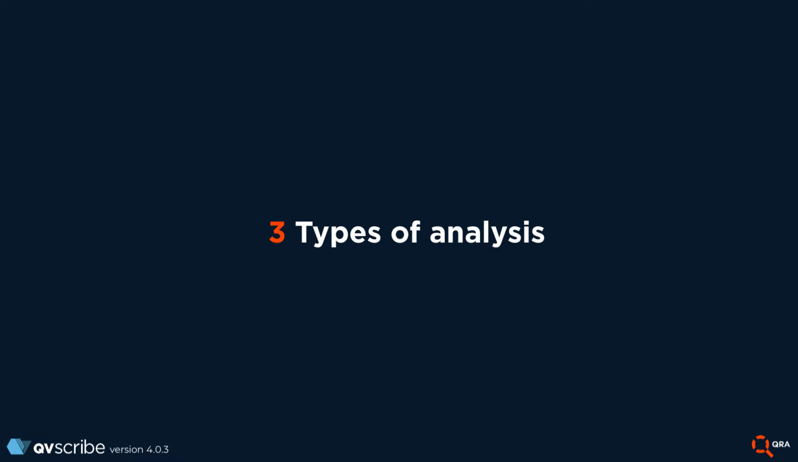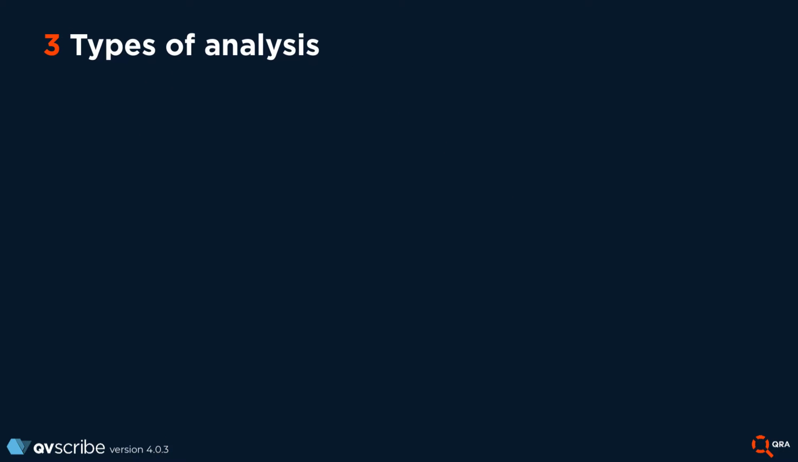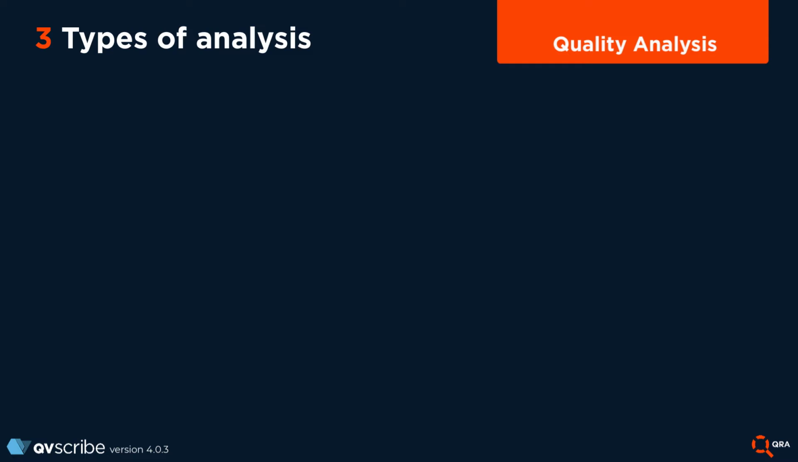So what is actually being analyzed? Well, QVscribe looks at three types of analysis. The first being quality. It checks for 15 key quality indicators in each requirement to determine if it follows best practices. So what are those best practices? Well, let's take a look.